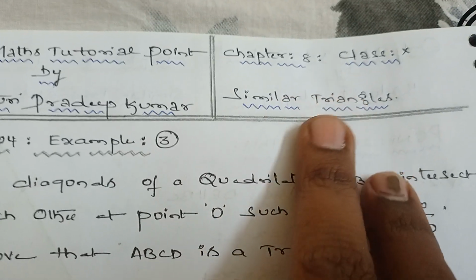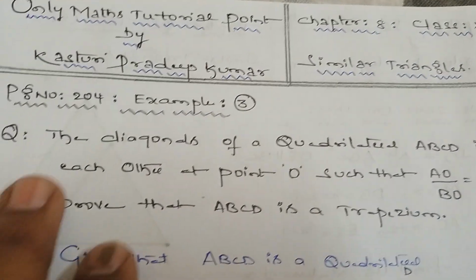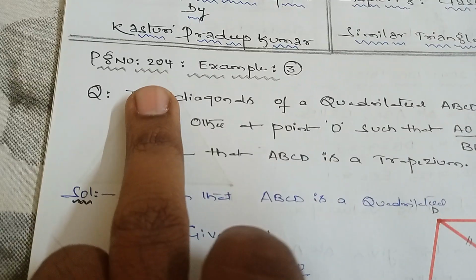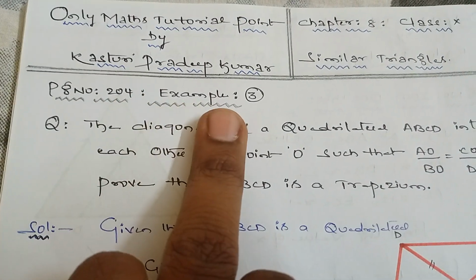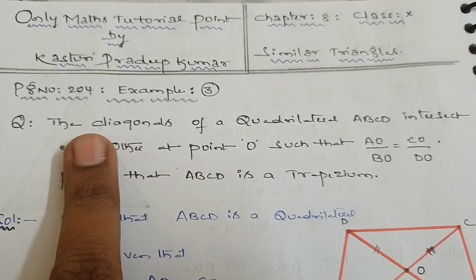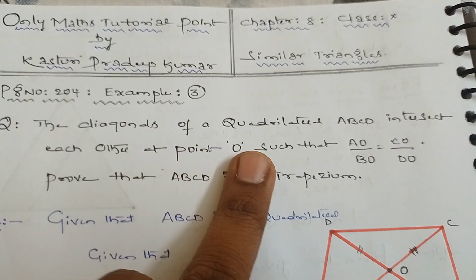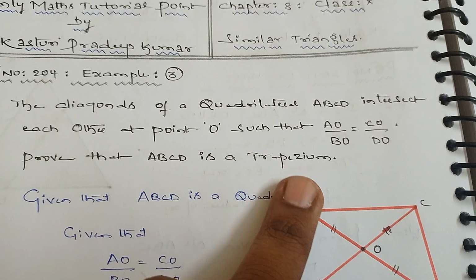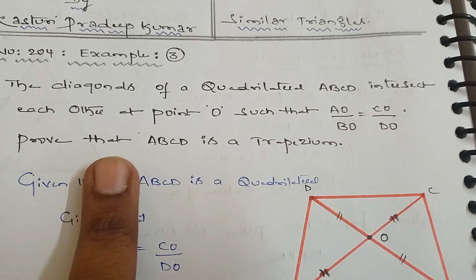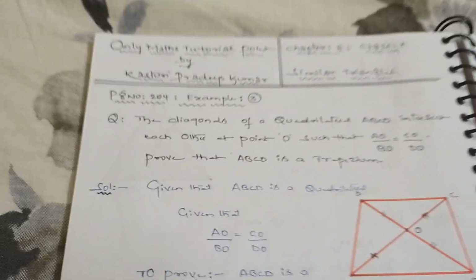Today we are going to discuss chapter 8, class 10th, similar triangles of the state syllabus. Example continuation, page number 204, example 3. Given that the diagonals of a quadrilateral ABCD intersect each other at point O such that AO by BO equals CO by DO, prove that ABCD is a trapezium.